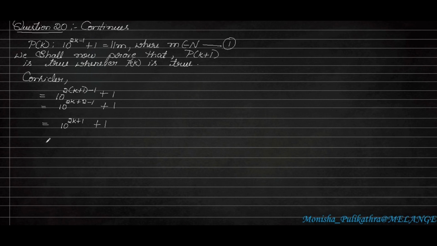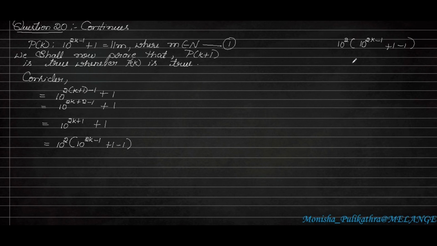So we have to rearrange it in this way: first we take 10 square into 10 to the power of 2k minus 1, and again here plus 1 minus 1 as it is, because we have to take this 10 to the power of 2k minus 1 plus 1 here. I will show you how 10 to the power of 2k plus 1 becomes the whole equation. So 10 square into 10 to the power of 2k minus 1 plus 1 minus 1. Plus 1 minus 1 just gets cancelled, there will be nothing.